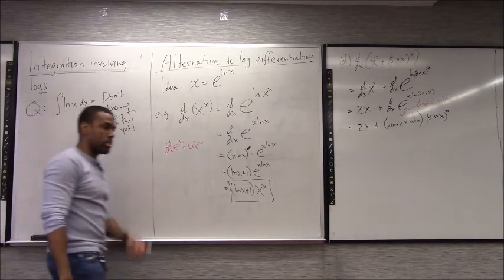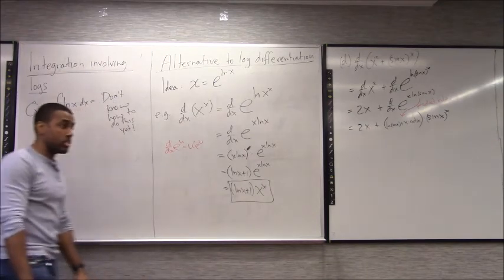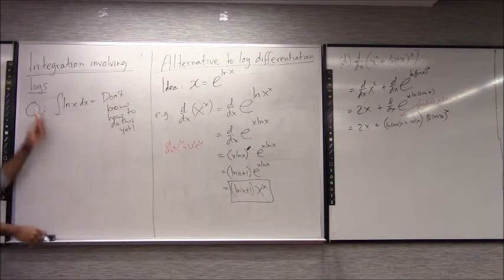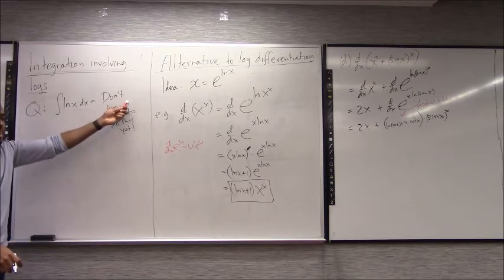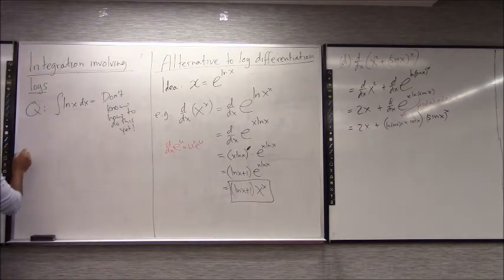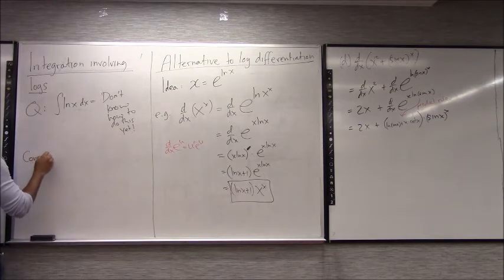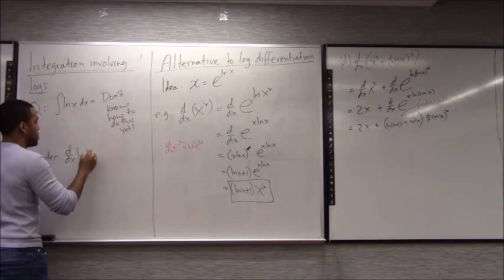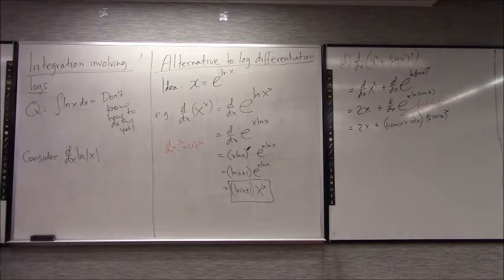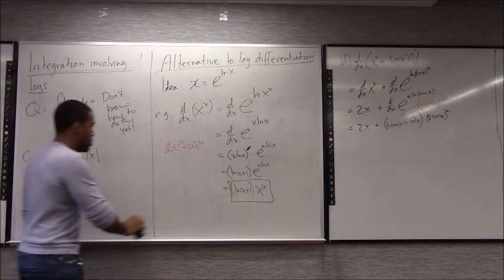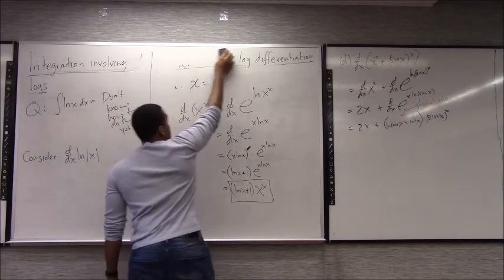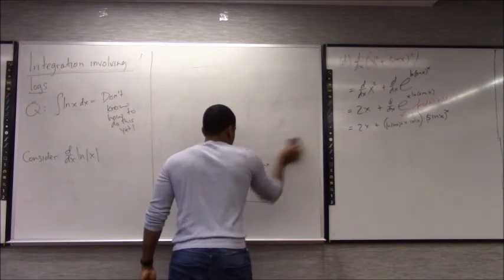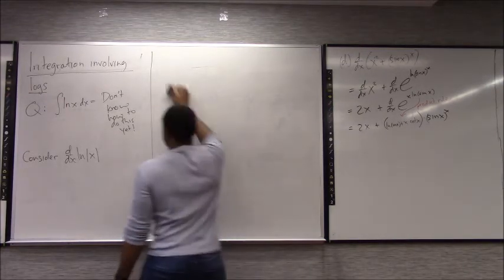To actually integrate something like ln x, we need a technique called integration by parts, and we're going to look at that. But for now, let's talk about integrals that result in ln x being in the answer. So consider this. The derivative of ln of absolute value of x. How would you define ln of the absolute value of x? How do you define absolute value of x?